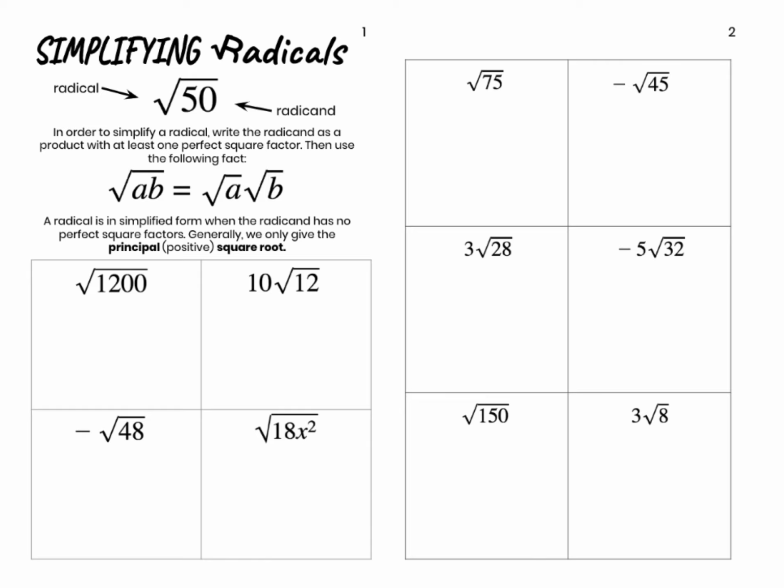When we are simplifying radicals, we need to write the radicand, the number under the radical sign, as the product of at least one perfect square factor. And this may take more than one step.